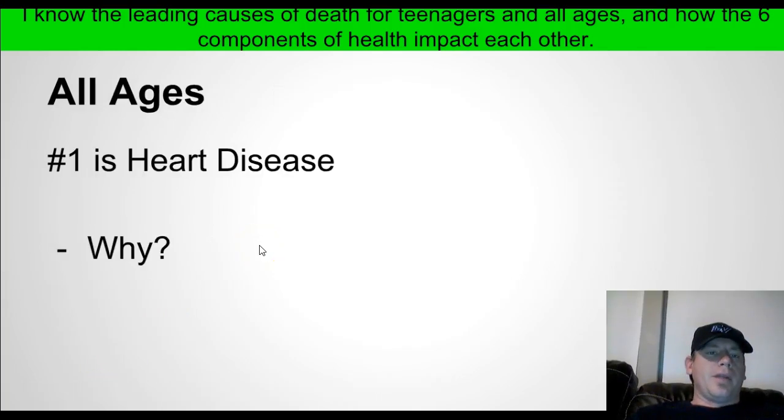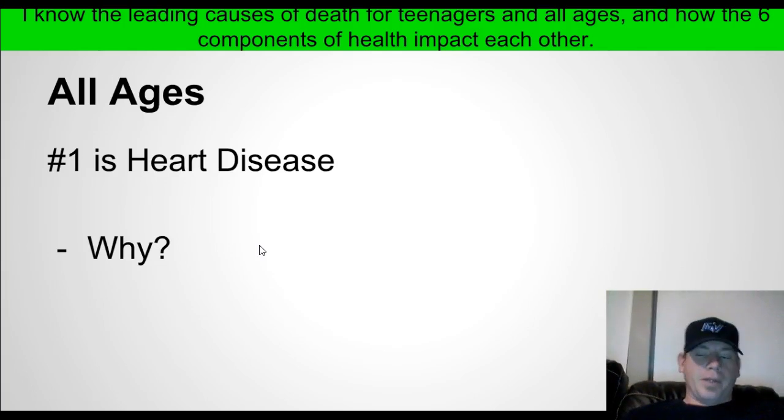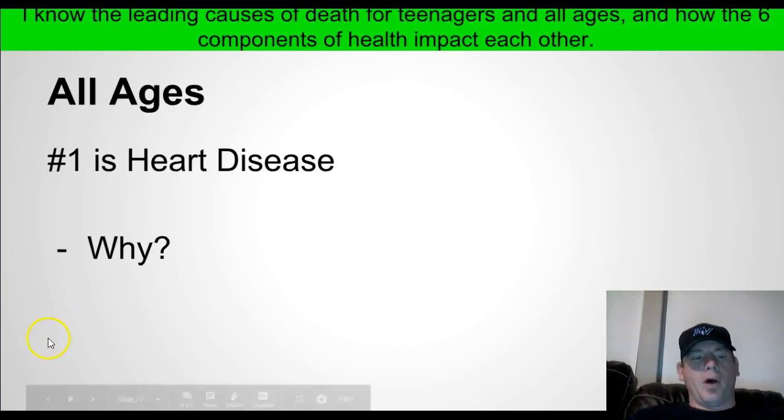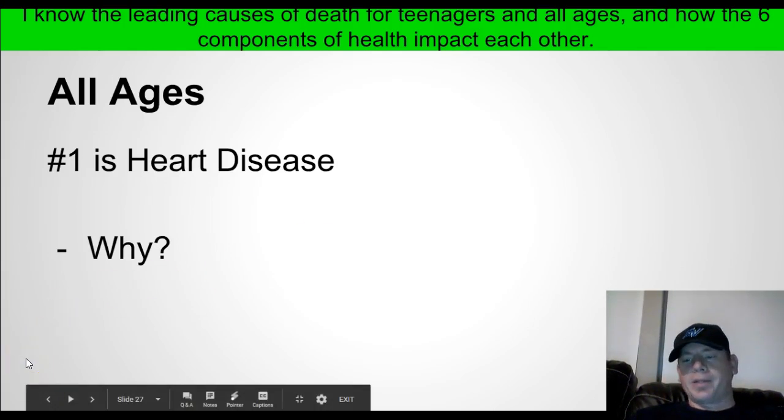So why is it that for all ages the number one killer is heart disease? Well, it's based on two reasons. First, poor eating habits, and second, lack of physical activity. In regards to the first, poor eating habits, I'm going to have you pause here and watch a link that's on the next slide. It's from Mark Pittman. So I'm going to pause this and you can click on that and watch that video.